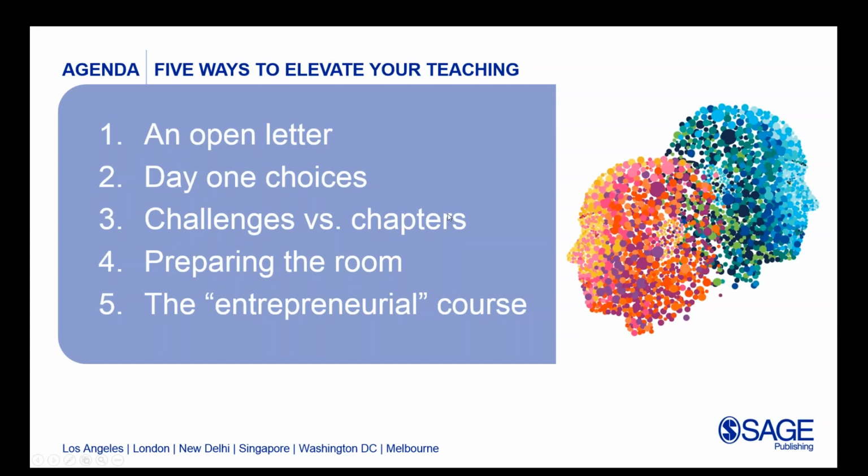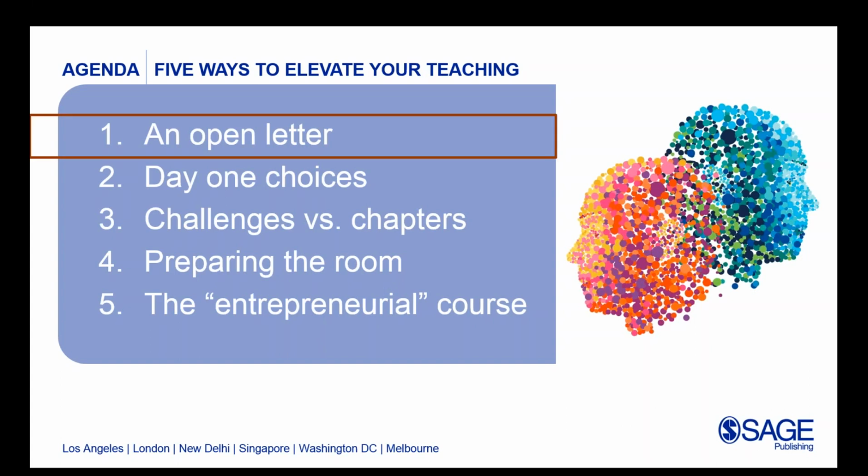So the 5 things I have here: an open letter, day 1 choices, challenges versus chapters, preparing the room, and the entrepreneurial course. I'm going to walk through these fairly quickly, and then we'll open it up for questions about anything that I've talked about here or anything that's on your mind. So first, I want to address the open letter.